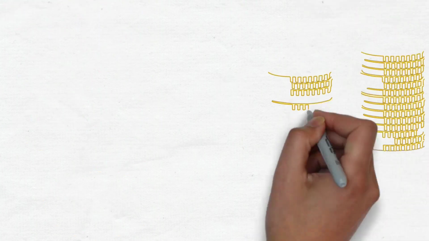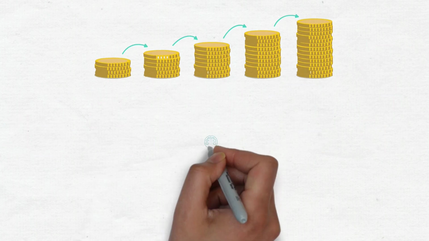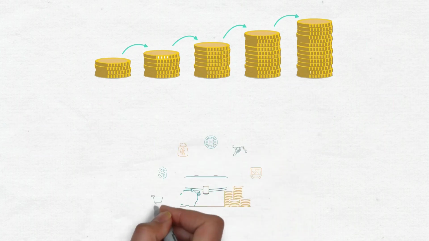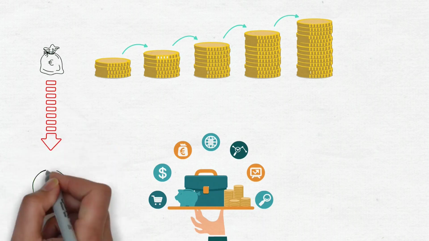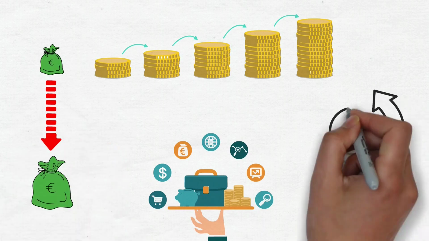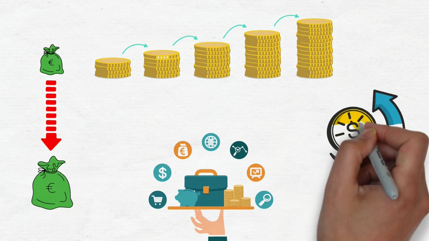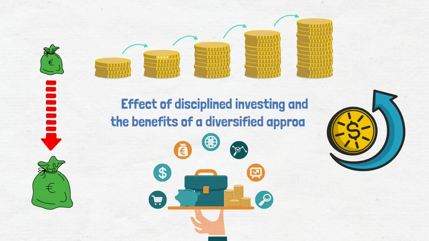This strategy not only reflects the long-term growth potential of dividend-paying stocks, but also underscores the value of diversification. Her annual dividend income has grown substantially, providing her with a reliable stream of passive income. Additionally, the market value of her portfolio has multiplied, showcasing the cumulative effect of disciplined investing and the benefits of a diversified approach.